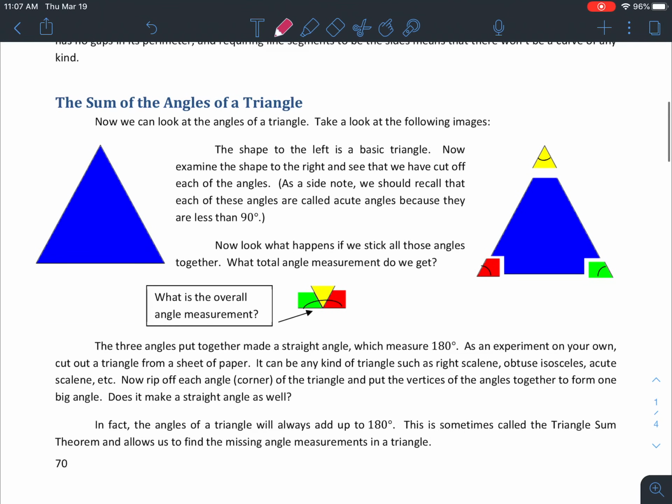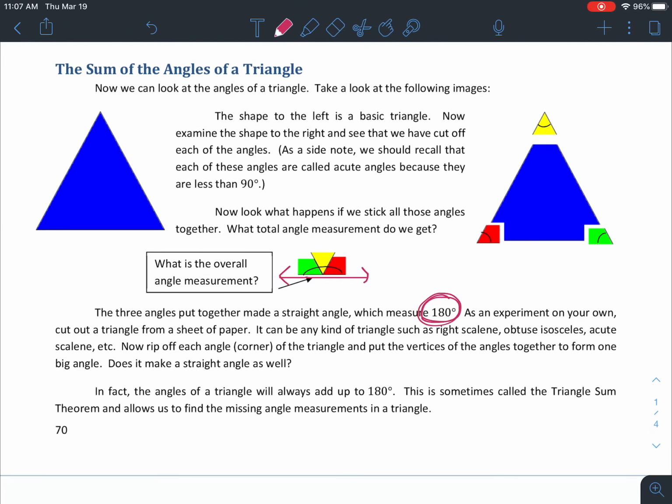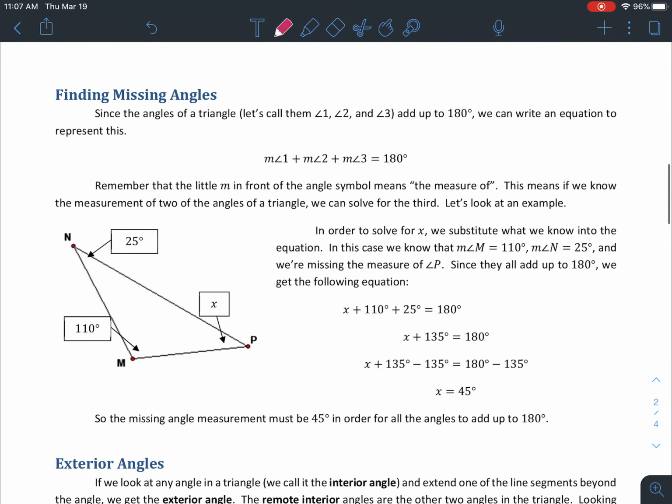This first part told you that if we took all 3 angles and laid them out, it'd be a straight line. And we remember from last week that straight lines equal 180 degrees. So all 3 angles of a triangle have to equal 180. So then the second page showed you how to find a missing angle. So if they give you one angle that's not there, we can add the other 2 angles and then subtract from 180. You could do those separately as well. You could do 180 minus 110 and then subtract 25 as well.